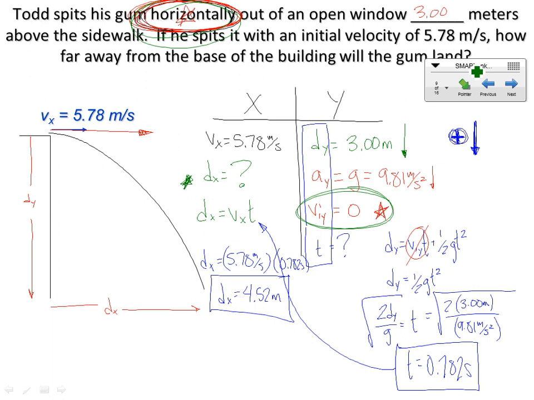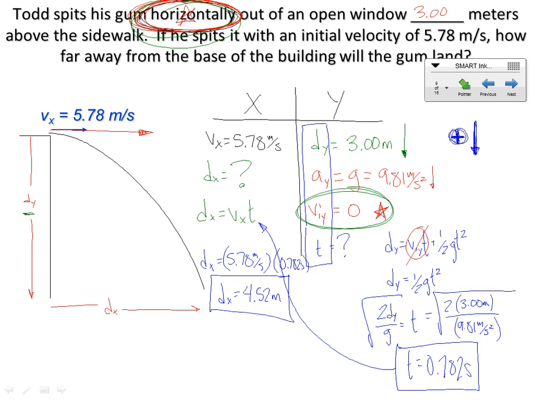All right? There's a potential question where, and there was one on your homework, where we're trying to find dy. Well, if you're trying to find dy, you're going to have to use the x stuff, and then bring that value of time over into the y side of the table.